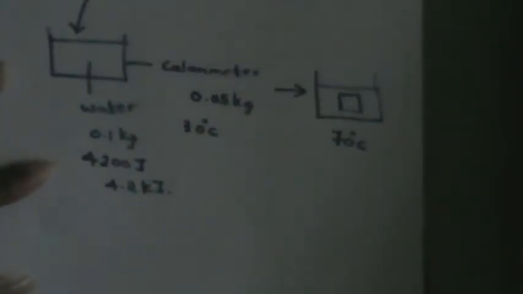So we have to find the specific heat capacity of the metal. The specific heat capacity of water is normally 4200 joules, or 4.2 kilojoules. So these are the things given in the question. So here m is 0.1 for water, and for the calorimeter m is 0.05. What is the value of C? So that's the question, right? What is the value of C?